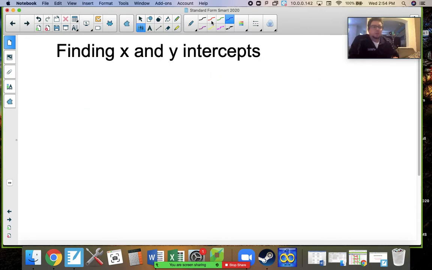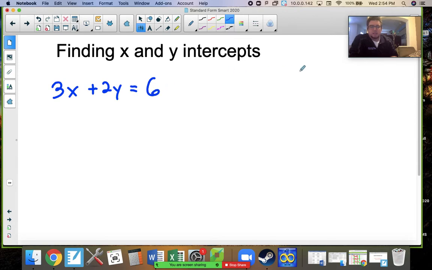So what we're going to do is find x and y intercepts in order to graph this. So if I've got my standard form 3x plus 2y is equal to 6, to graph it, I'm going to make a table of values. And so I'm going to plug 0 in for x, and I'm going to see what I get out for y. So I plug 0 in for x.